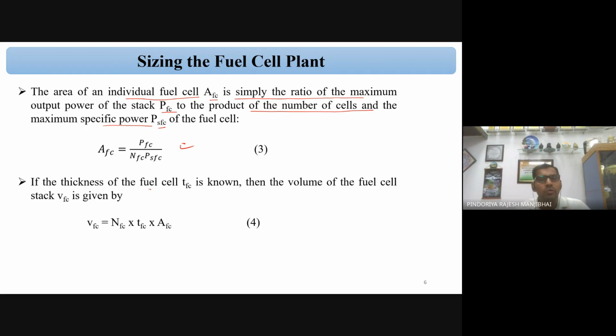If the thickness of the fuel cell, T_FC, is known, then the volume of the fuel cell, V_FC, is given by the number of fuel cells times the thickness of the fuel cell times the area of the fuel cell. Maybe the thickness is 1 mm, 2 mm, or 3 mm. We can design the thickness of the fuel cell; it varies from company to company, correct? But we can try to take a nominal thickness, maybe 2 mm or 3 mm. Okay.